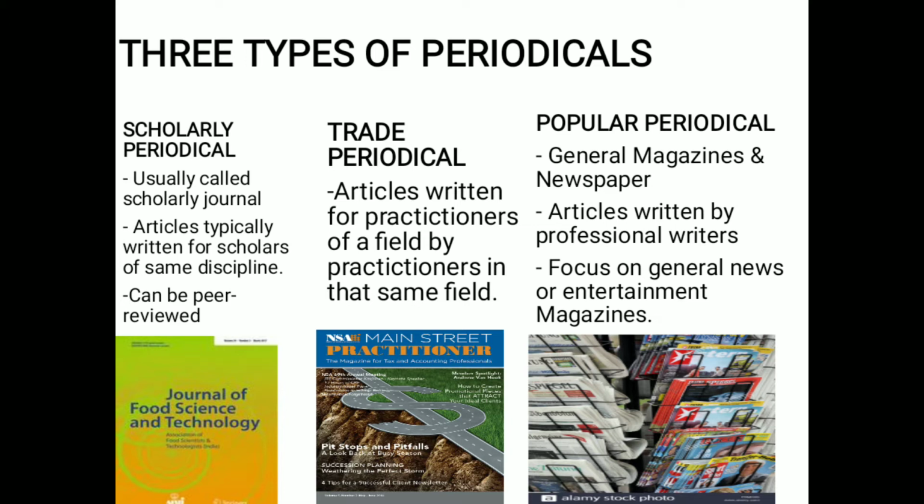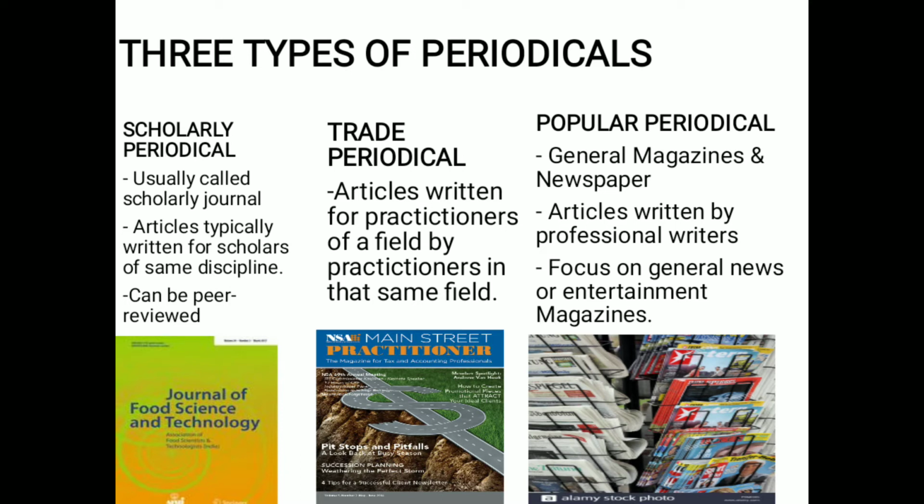So scholarly periodical, it is a periodical that contains articles written by experts in the particular field of study. It is usually called scholarly journal. Those are examples of the scholarly journal, the American Journal of Sociology and Journal of Clinical Psychology. So, scholarly periodical articles are typically written for scholars of the same discipline.